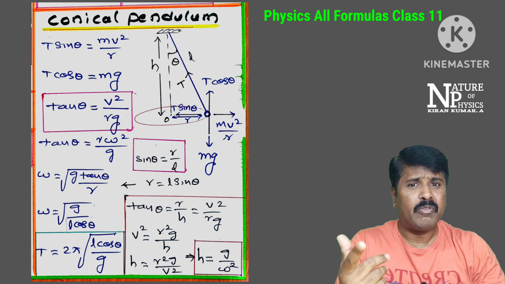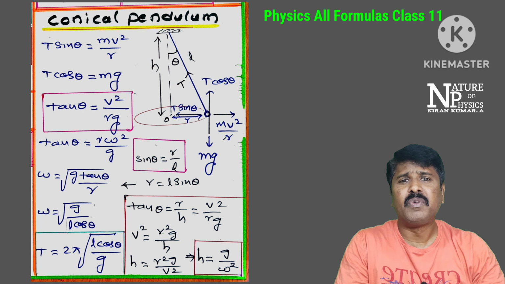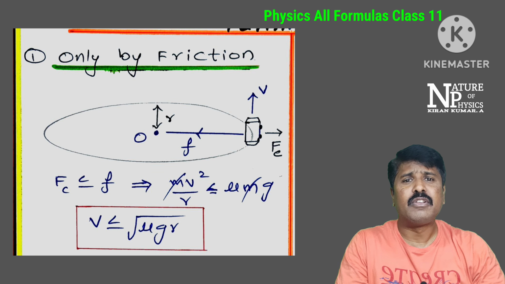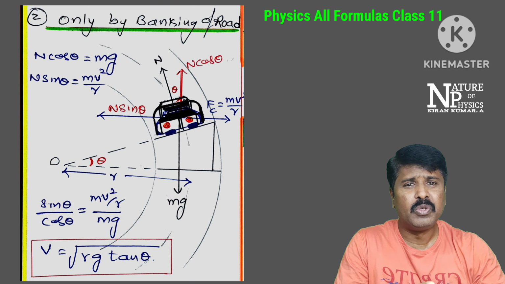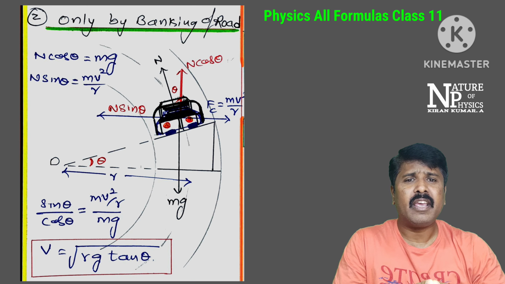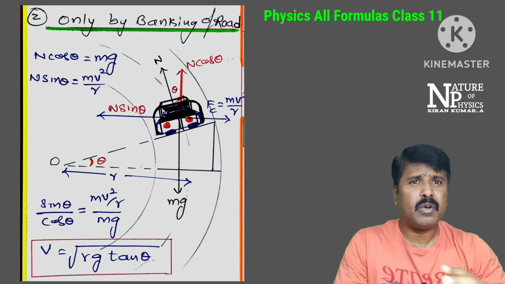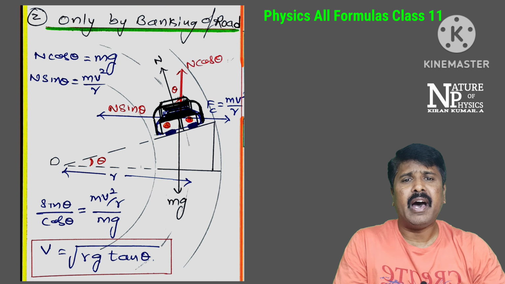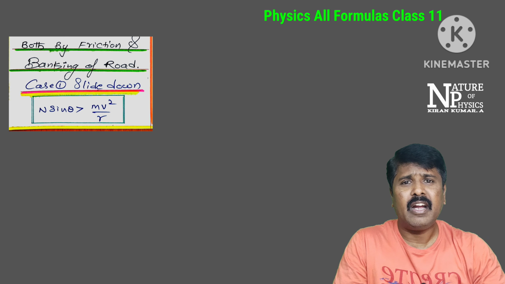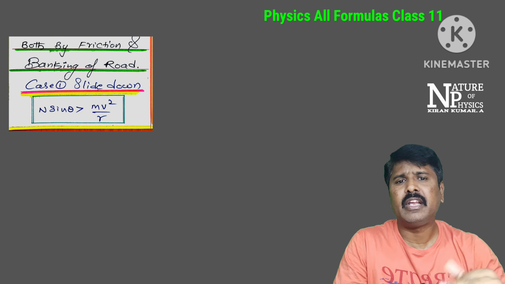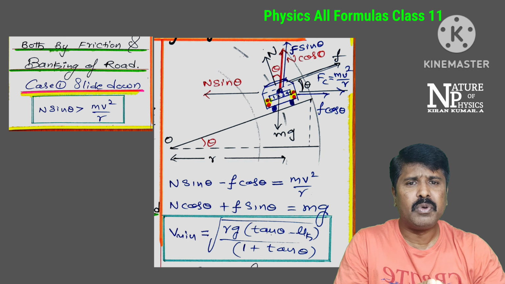So conical pendulum applications, tan theta is equal to v square by rg, and also banking of road, circular turning of a vehicle on the road by the friction. First I gave you v is less than or equal to root of mu g r. Next, by banking of road only I gave you v is equal to root over g r tan theta, student, and also two conditions are there. Okay, so case one is skid down, student. Next one is skid up I gave you, student.